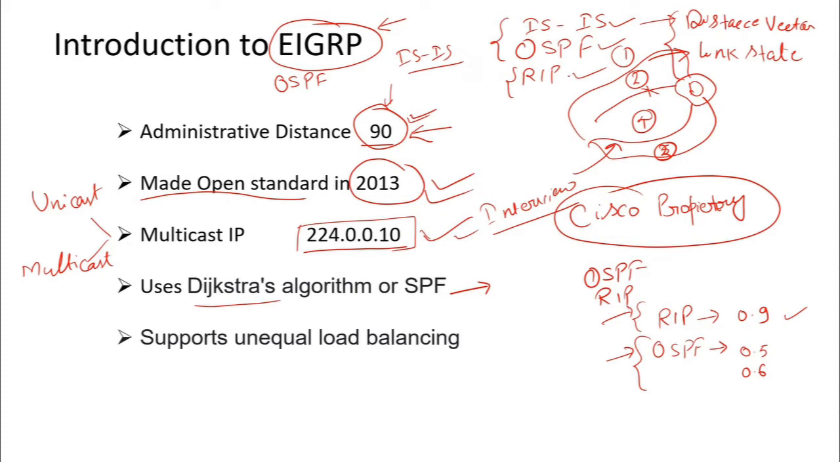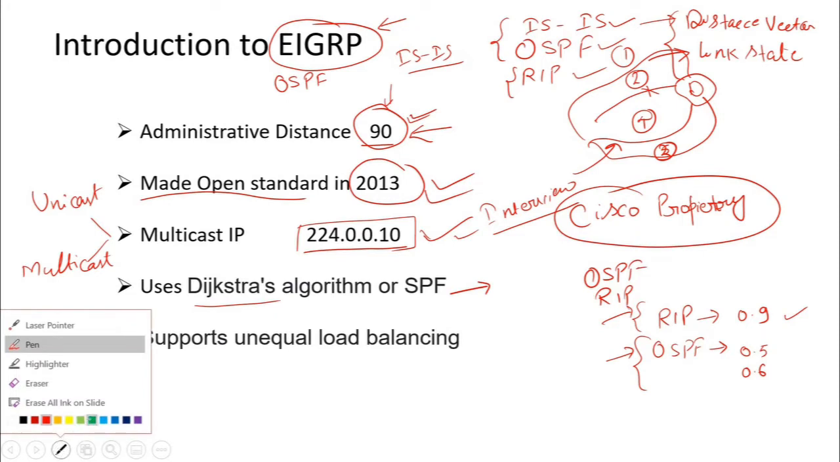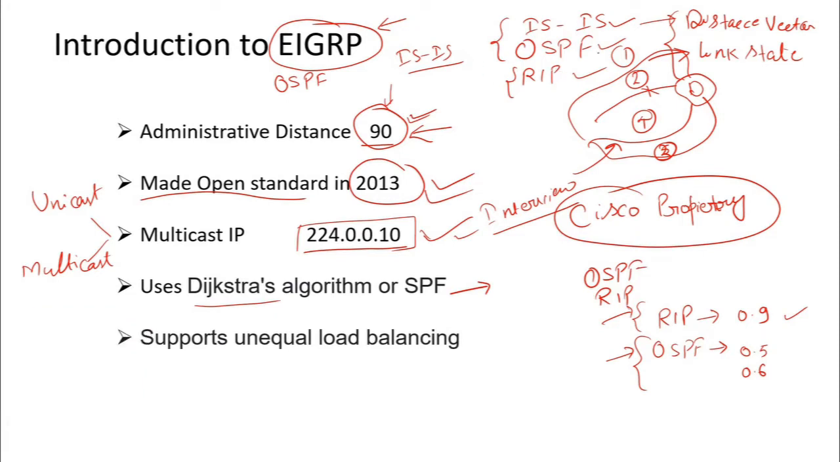So RIP uses the distance vector, and OSPF and ISIS use the link state vector. EIGRP is also termed a hybrid. Why do we call it a hybrid? Because it uses both of them. It uses the distance vector as well as the link state vector for the calculation of the best path.